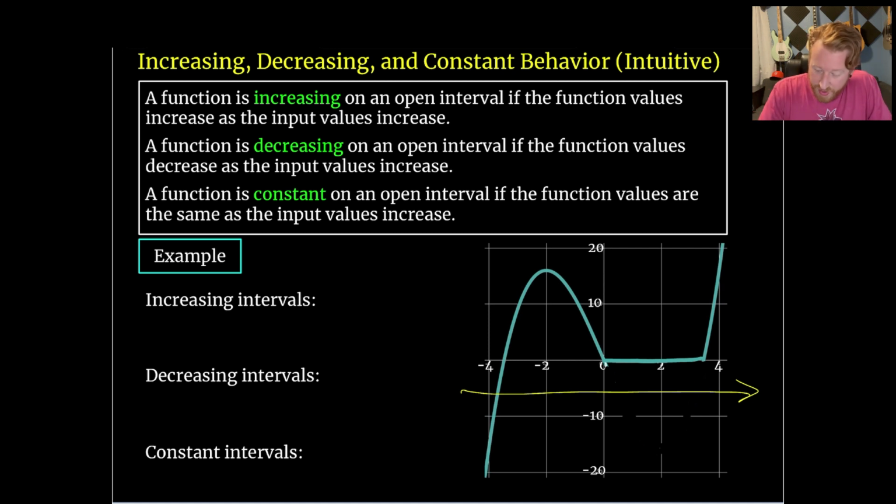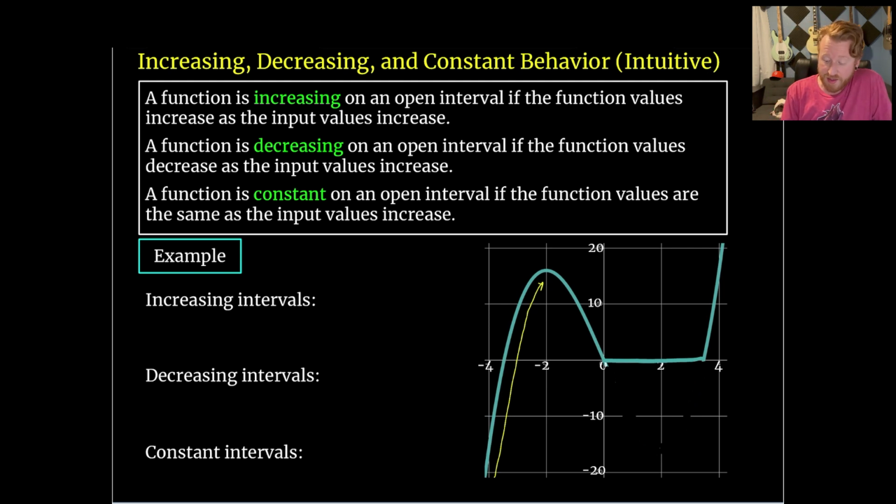As we look here, starting even down at negative infinity, as we move to the right, this function is moving up further and further until it gets to the input at -2. So the first interval of an increasing function is going from negative infinity all the way to -2. And again, we're using open interval notation here. We're not including the endpoints.